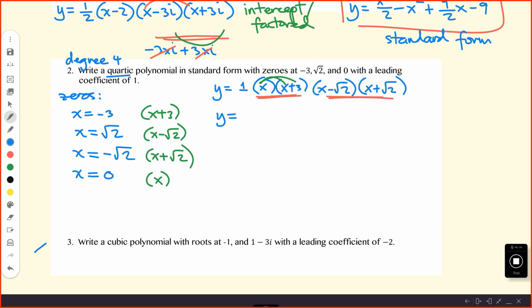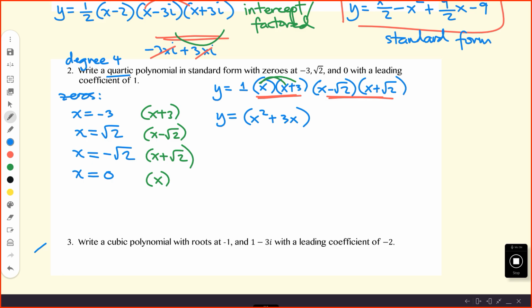Okay, so that means this is going to be what? X squared plus 3x. I multiply the first 2 terms, right? Okay, and then we're going to multiply the last 2. Now again, this is the form where you have the same first and second, and it's minus and plus, so it's going to eliminate the middle term.